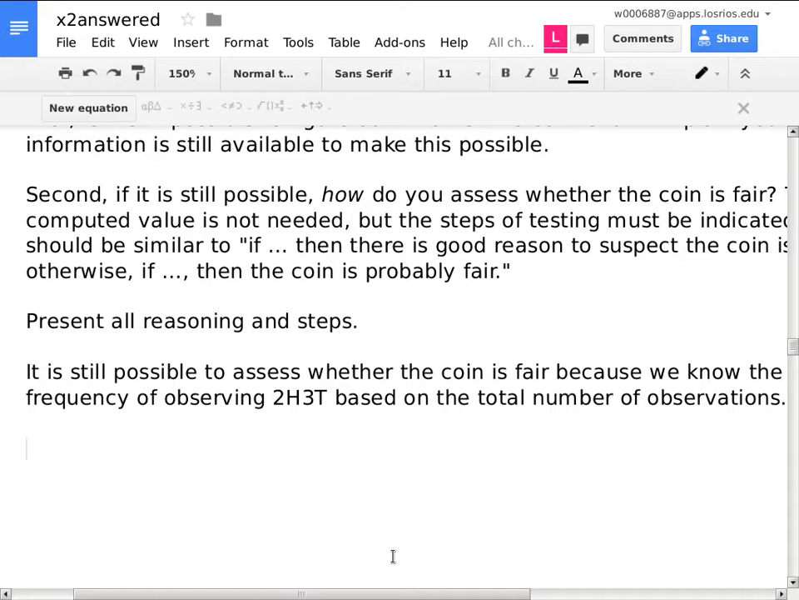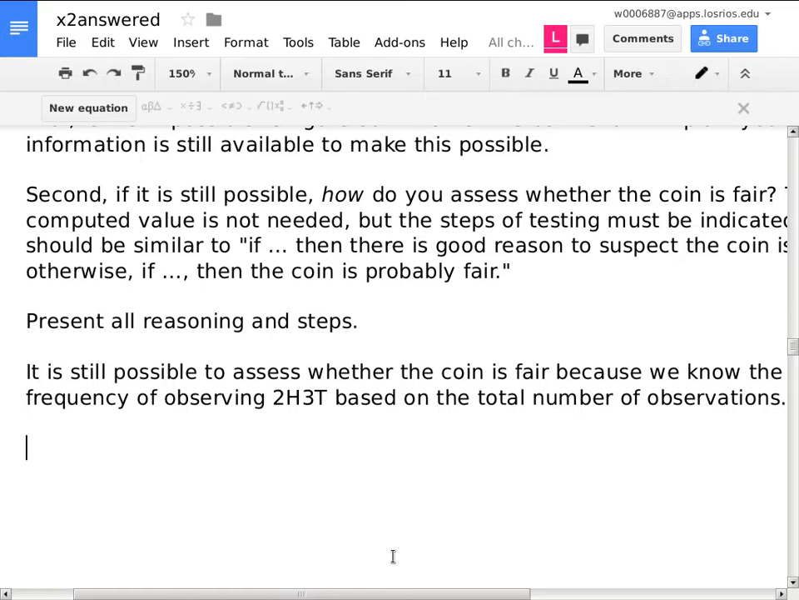So that's all I expected from the first one, simply to say that yes, it is possible because we know the expected frequencies. So the second part, I think, kind of hints that the first one is saying yes, there's a way to do it, because otherwise there wouldn't be a second part that's long like that. So the second part says if it is possible, how do you assess whether the coin is fair?